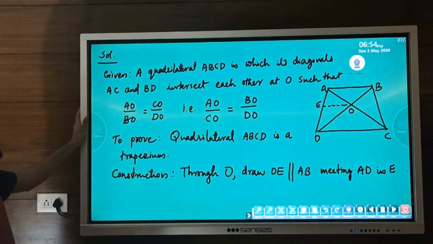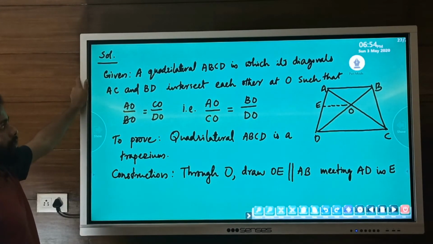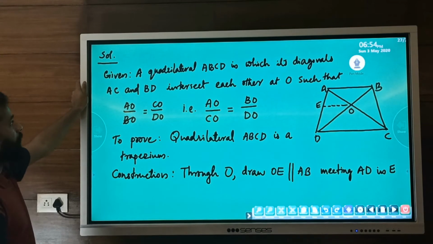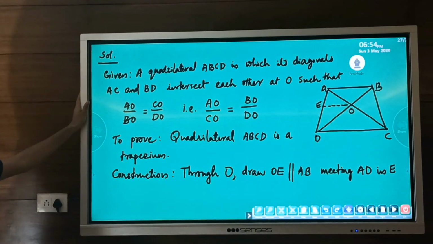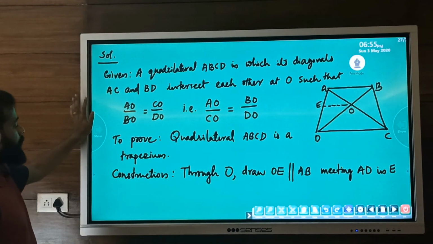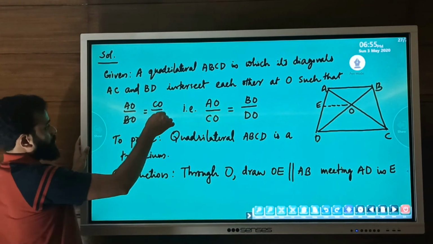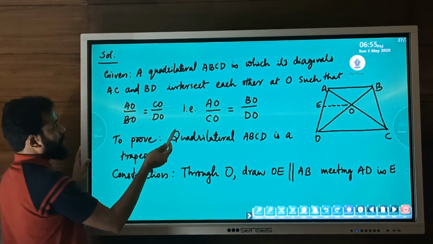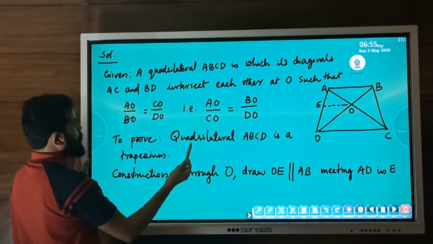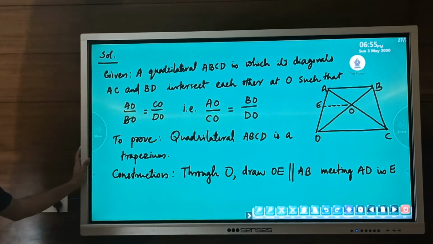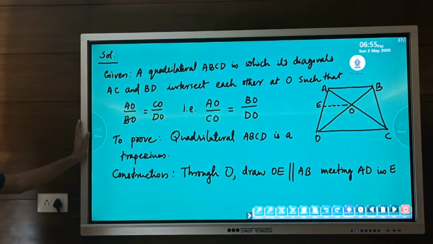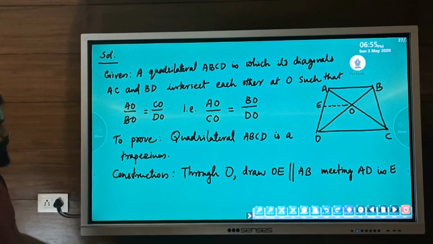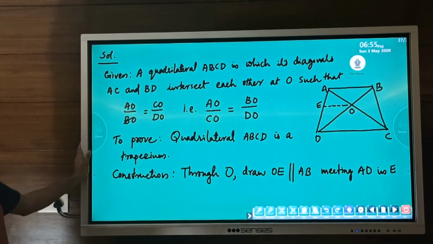A quadrilateral ABCD in which its diagonals AC and BD intersect each other at O such that OA divided by OB equals CO by DO. The same transformation we did in the previous question: just do the cross multiplication and change the terms. AO by CO is equal to BO by DO. Then prove that quadrilateral ABCD is a trapezium, by proving a pair of opposite sides are parallel. That means AB parallel to DC. Here we have to prove AB parallel to DC.